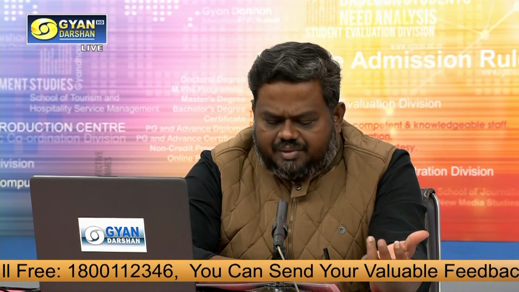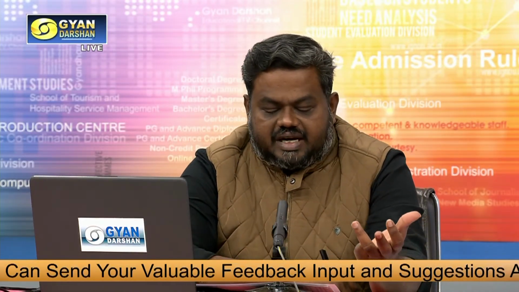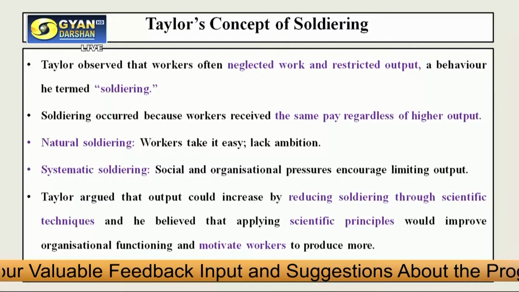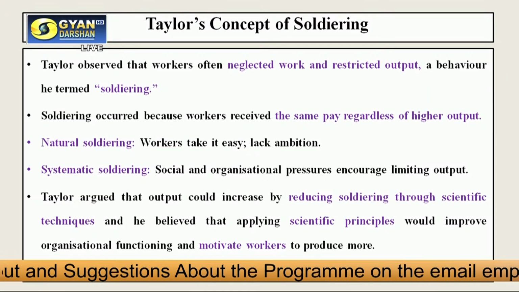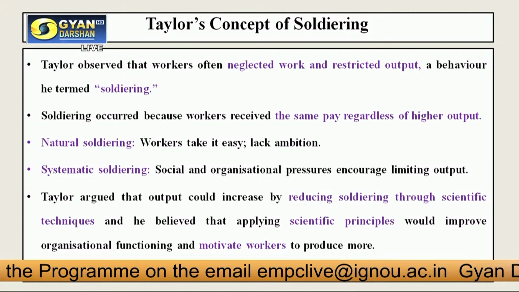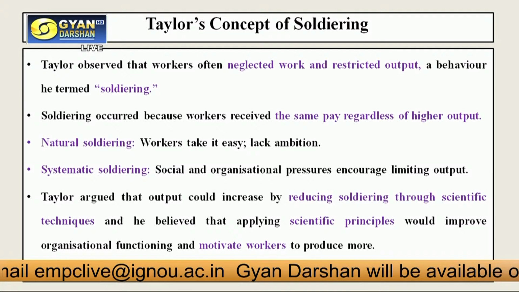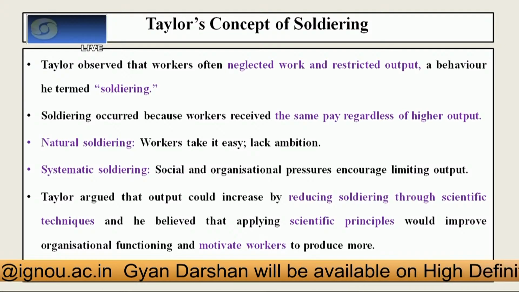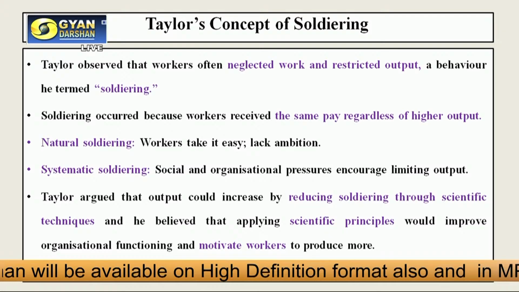So Taylor believed that to increase the output of the organization, we have to reduce soldiering through scientific technique. So the scientific theory of management believed that in order to improve the functioning of the organization, scientific principles needed to be applied to motivate and improve the effectiveness and efficiency of the employees and the organization.